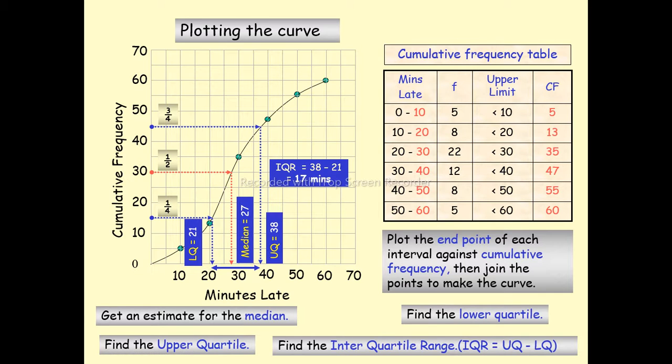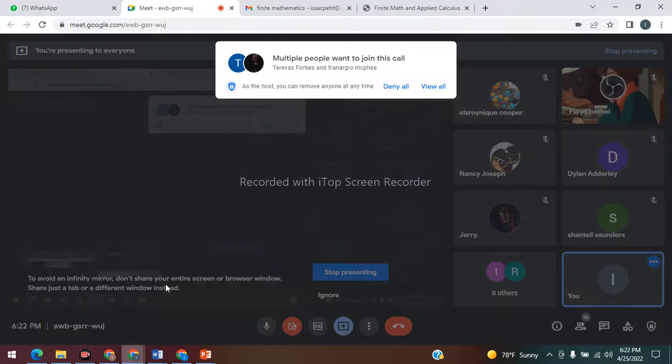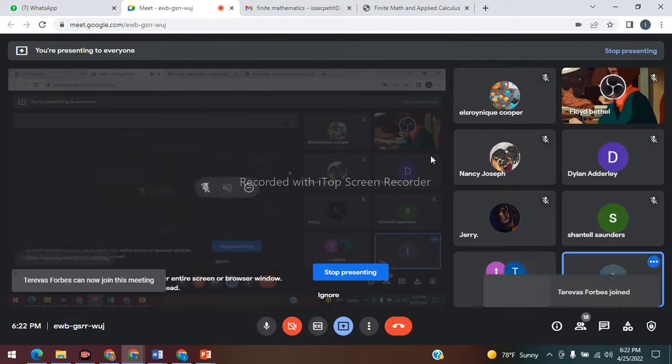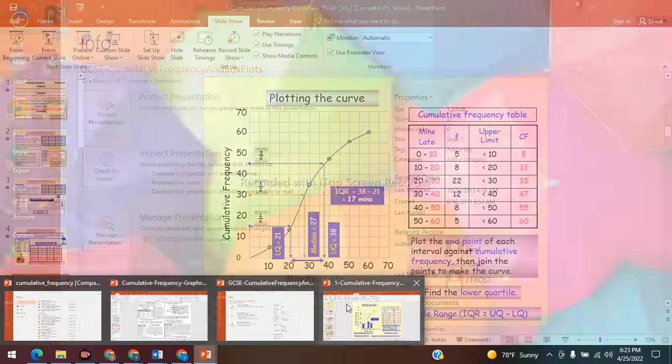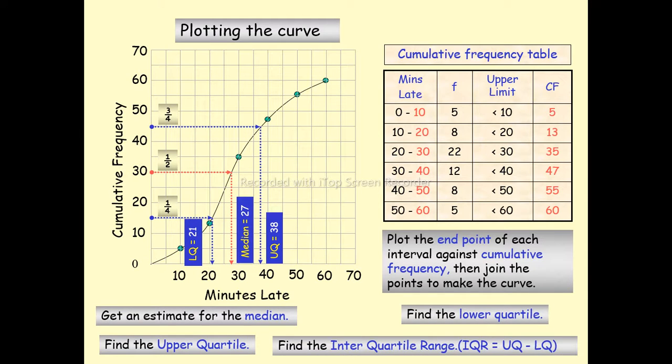All right, and this is what I want y'all to do for the homework. Find the cumulative frequencies, plot the points, do the curve, and then find the median, upper quartile, lower quartile, and the interquartile range. So let's just review how we already did all of this. Now let's go to the question for homework. And if you did it, you can mark it as we do the answers.